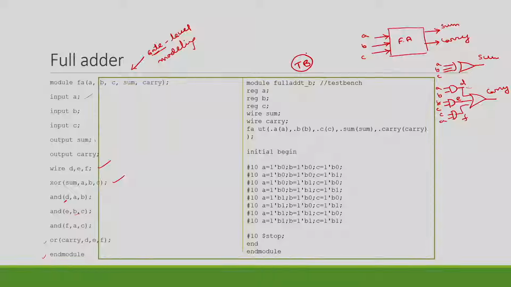Next, coming to the test bench, this is the test bench corresponding to this Verilog module. As I have told, the inputs will be declared as registers. A, B, C are the inputs, sum and carry are the outputs, so wires, and we are instantiating. We are giving the same names, we can give different names also, as I discussed in the earlier example. Then initial begin. Initially at 10 nanoseconds, we have given A, B, C as binary 0, 0, 0. We have given all the 8 combinations. After 10 seconds, we are going to stop, end module.